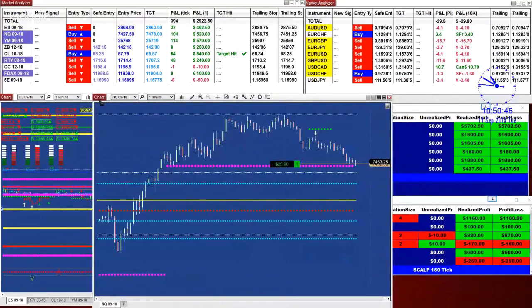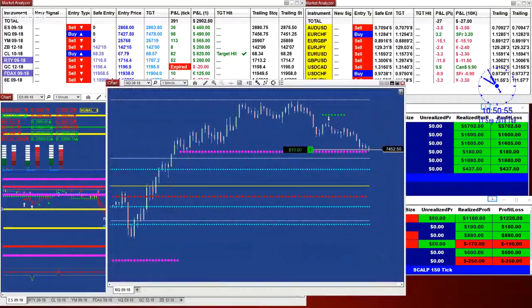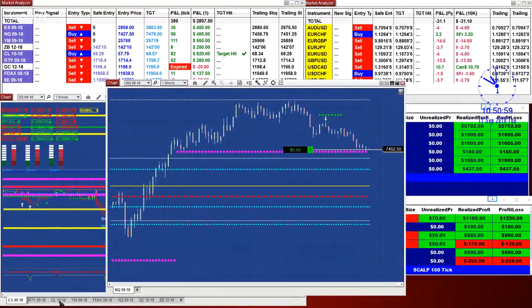I'm sorry, guys, my NT8 is giving me a hard time today. I've never seen so many problems come at one time with one platform. I'm trying to click at the bottom. I don't know if you see me. And I don't have any auto trades running except the price action.